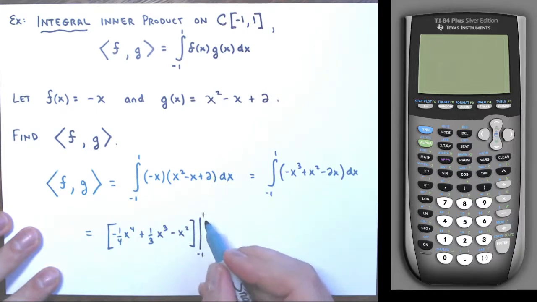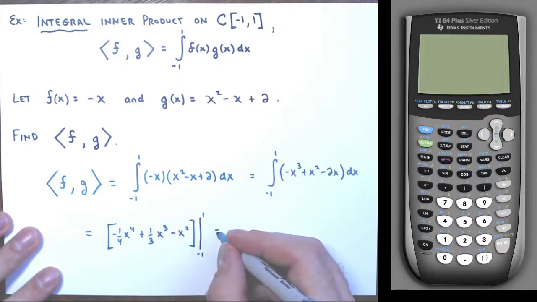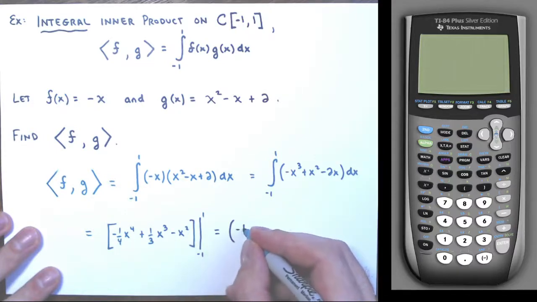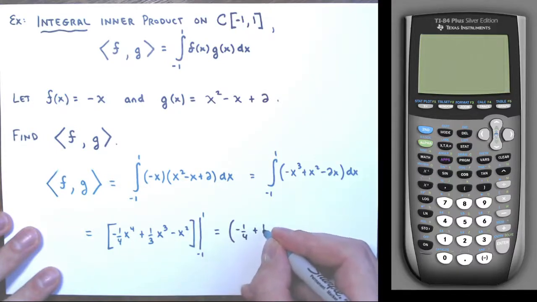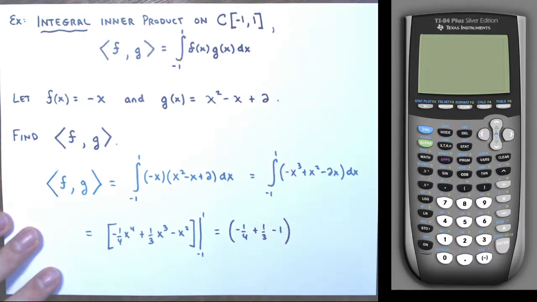Well, first I would plug in 1, then I'd plug in negative 1, and we subtract, right? So if I plug in 1, I'm getting simply negative 1/4 plus 1/3 minus 1, which I'll simplify in a second. Then I subtract from that the value at the lower limit at negative 1. Now plugging in negative 1 gives me negative 1/4, and then minus 1/3, and then minus 1. Right.